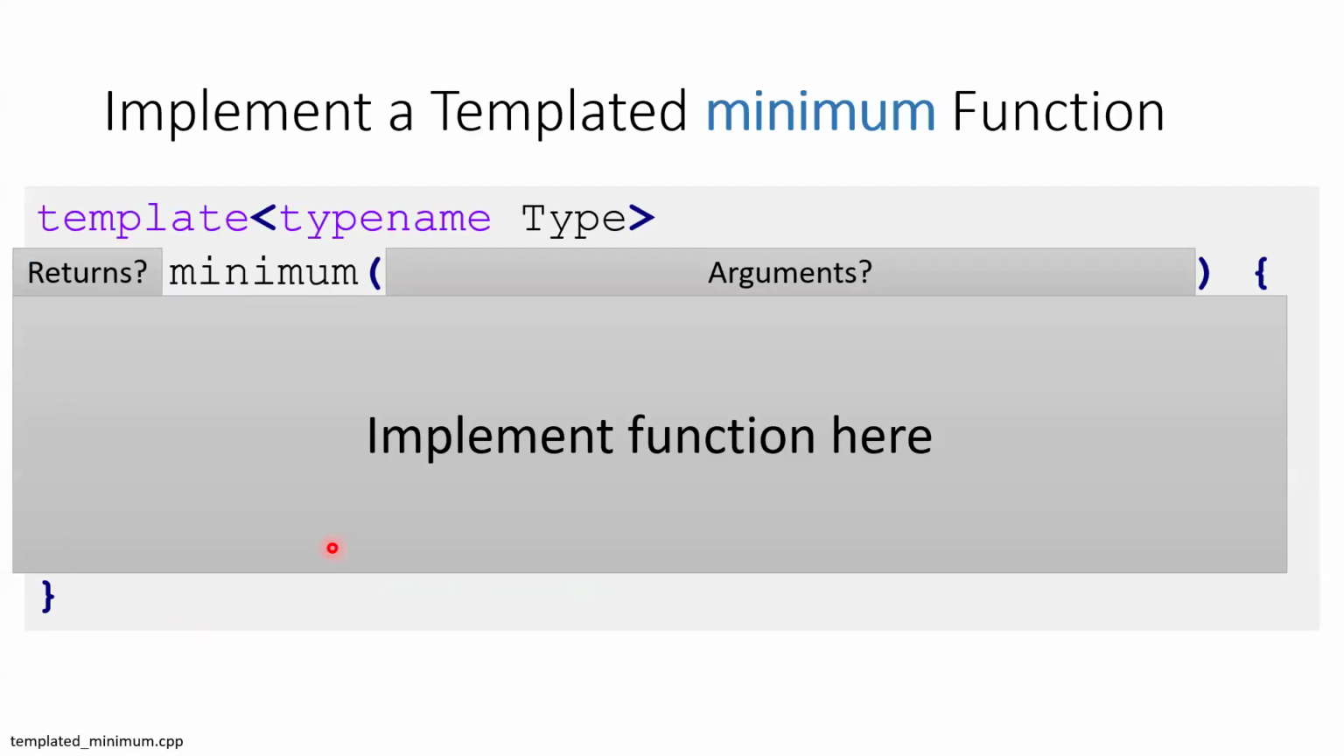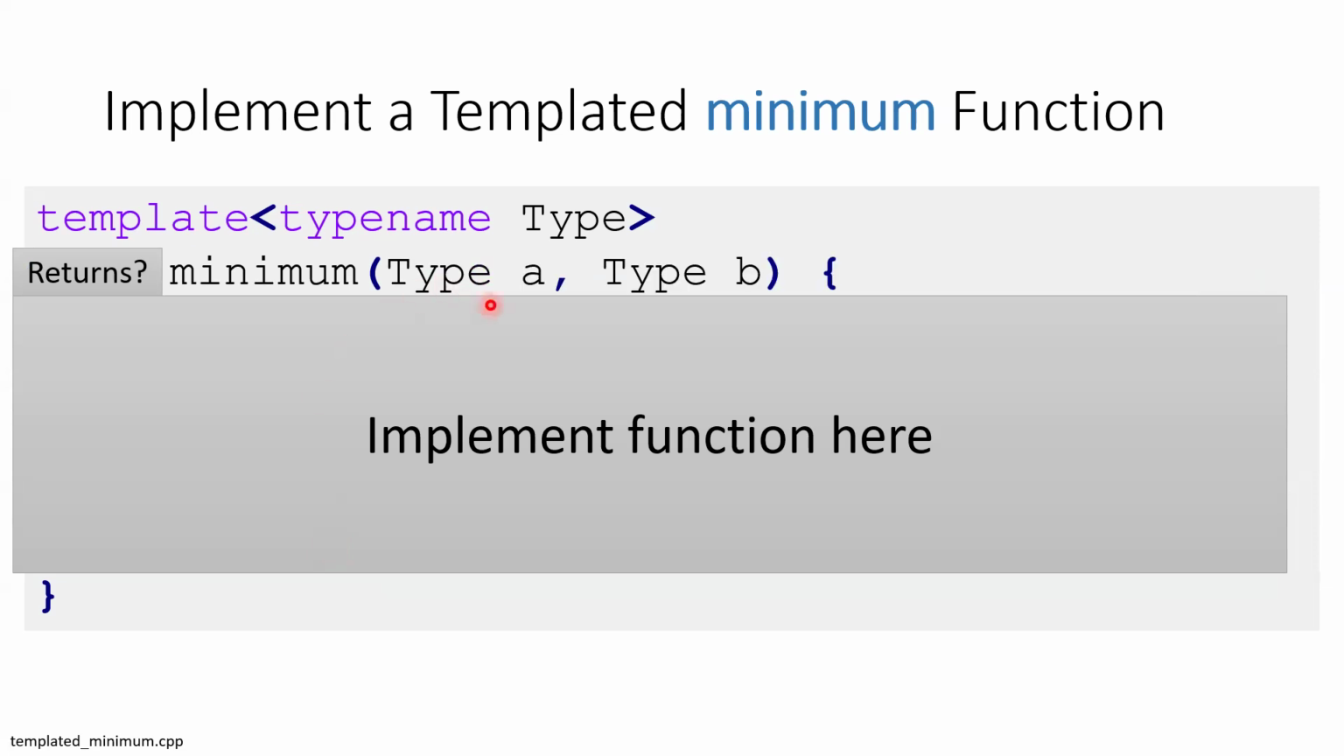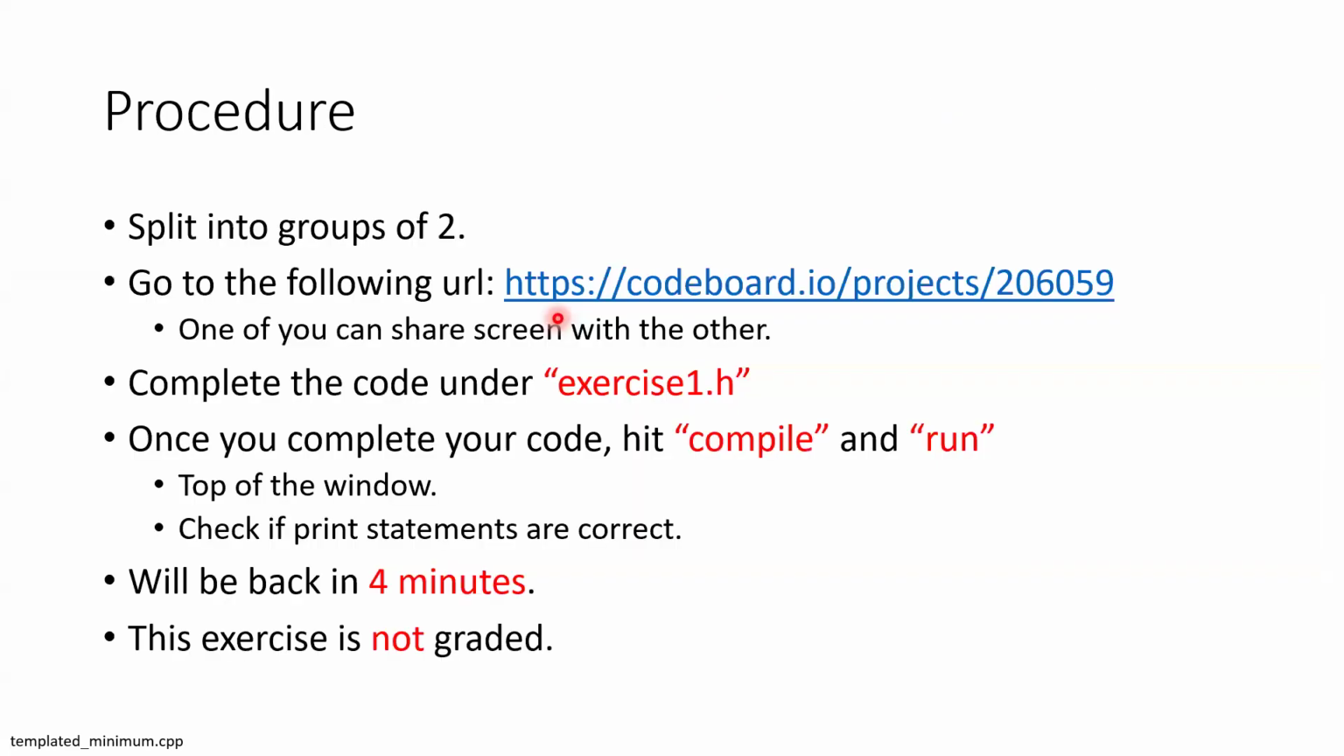Okay, now let's go into the first exercise. We want to implement a templated minimum function. For the minimum function, we're taking in two arguments, A and B, and we want to return the minimum value of those two. So let's go to this URL, and there are two exercises. Complete the code under exercise 1, and we'll be back in 4 minutes. You can test your code using the compile and run buttons.